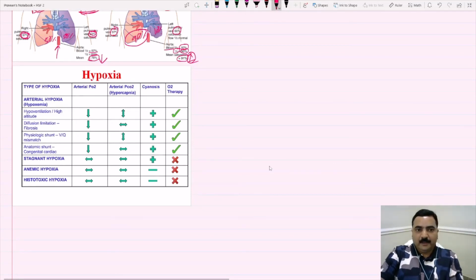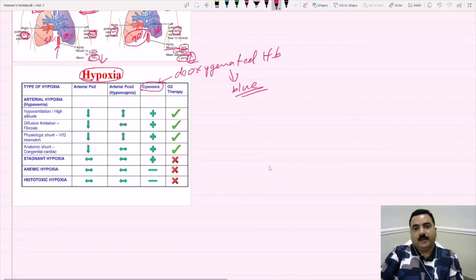Now let's discuss a little bit about hypoxia. One important point I want to mention is about cyanosis. Cyanosis is caused by deoxygenated hemoglobin. The deoxygenated hemoglobin gives the blue color. But if there is no hemoglobin, like in the case of anemia, you can't get the blue color. If you don't have hemoglobin, you don't get the blue color.